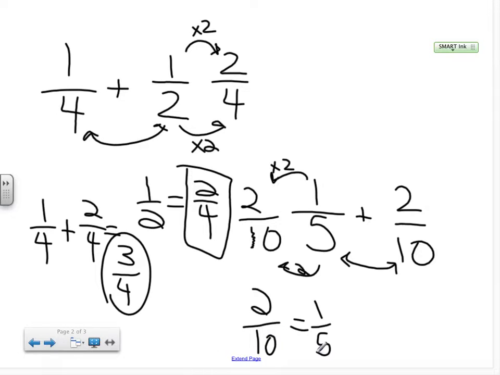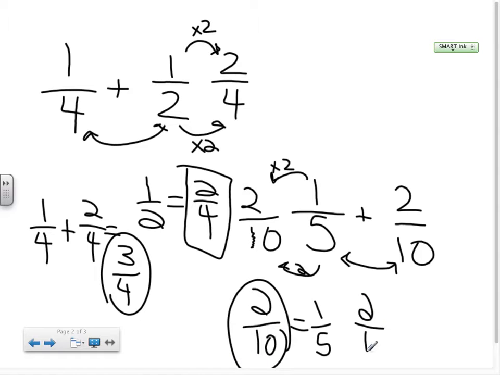They take up the same amount of space. So I'm going to substitute 2/10 into my problem to solve it. 2/10 plus 2/10 is 4/10.